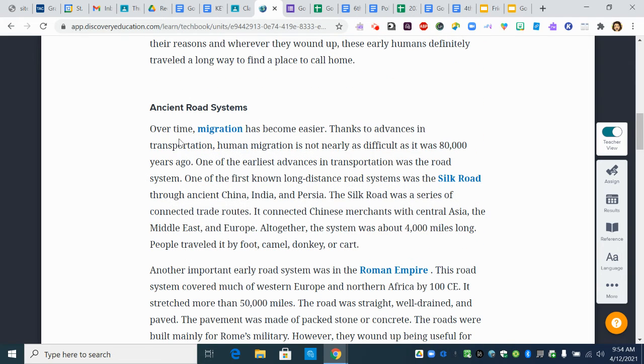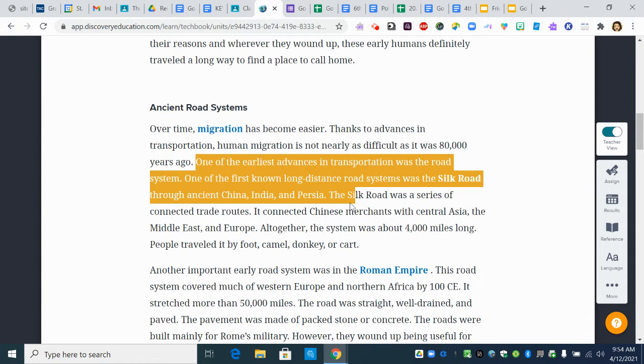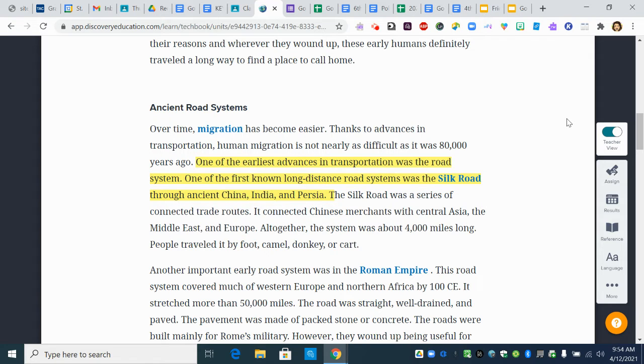Ancient road systems. Over time, migration has become easier. Thanks to advances in transportation, human migration is not nearly as difficult as it was 80,000 years ago. One of the earliest advances in transportation was the road system. One of the first known long-distance road systems was the Silk Road through ancient China, India, and Persia. The Silk Road was a series of connected trade routes. It connected Chinese merchants with Central Asia and the Middle East and Europe. Altogether, the system was about 4,000 miles long. People traveled it by foot, camel, donkey, or cart.